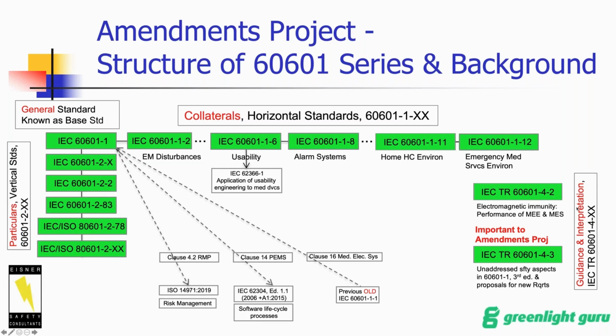And then there's these oddballs, the 60601-4-XX standards, their guidance and interpretations. This one's very important to the amendments project because a lot of the interpretations that came out of this, which are in unaddressed standards, safety aspects in the 601 third edition and proposals for new requirements, because now it's third edition 3.1 and now 3.2. That's why it's proposals for new requirements. This is the interpretations group that fed into the amendments project, which primarily is for 601-1, but I think there's even some that fed into 1-11.